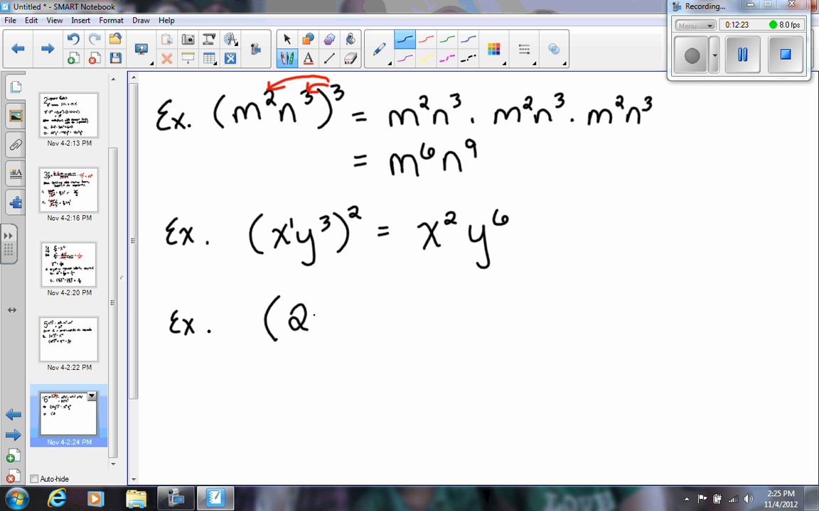If we have 2x squared raised to the 3rd power, again, remember it's like having 2 to the 1st here, so I multiply the exponents and I get 2 to the 3rd times x to the 6th, and then I would simplify 2 to the 3rd. 2 times 2 times 2 is 8, so I get 8x to the 6th.